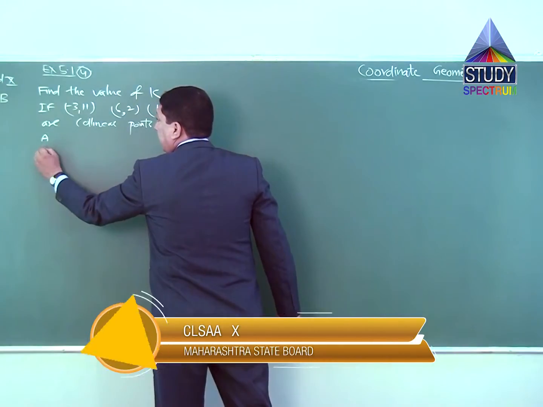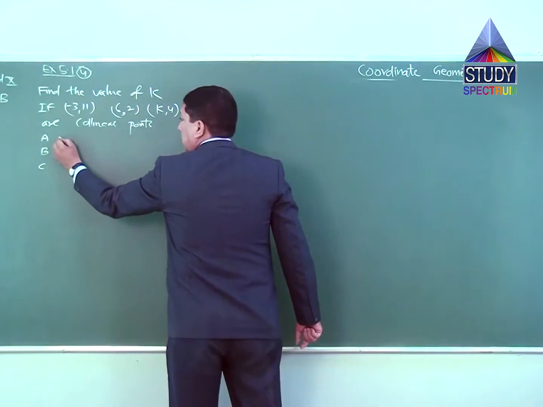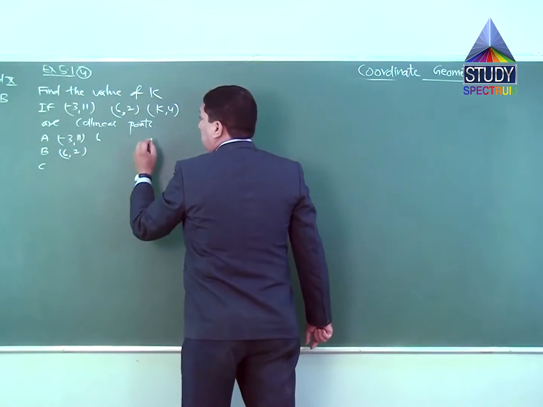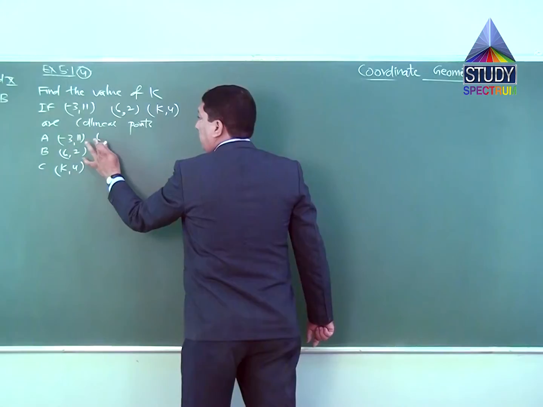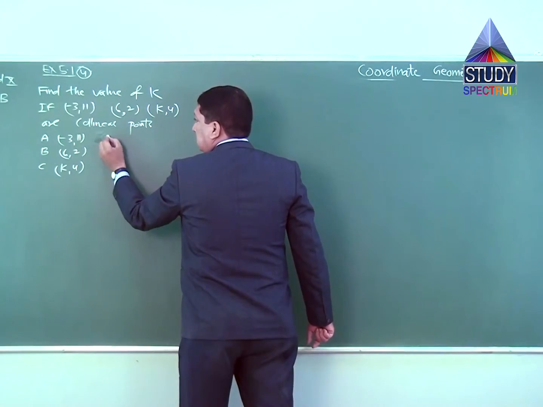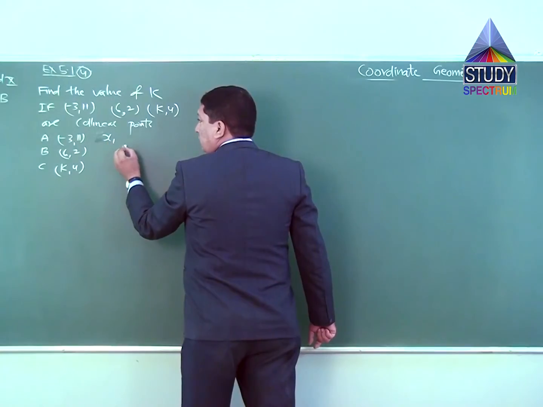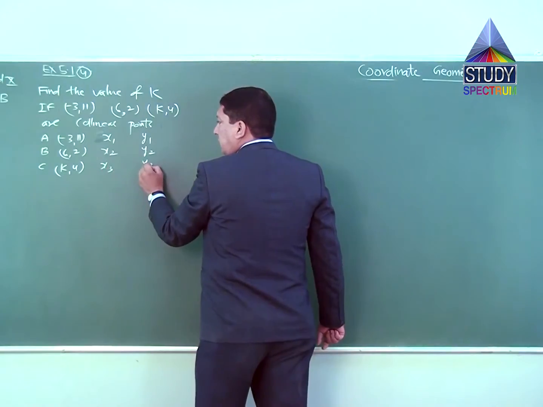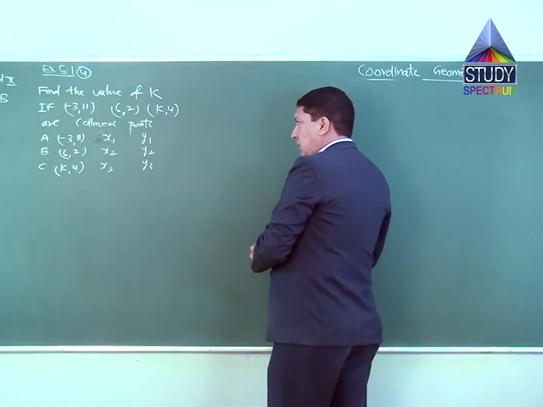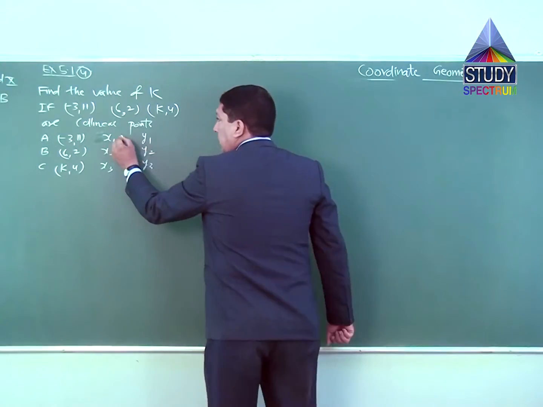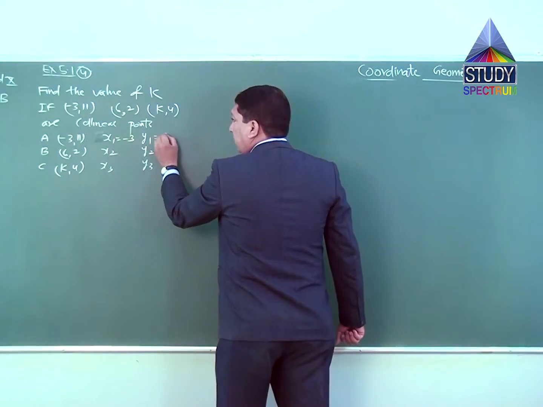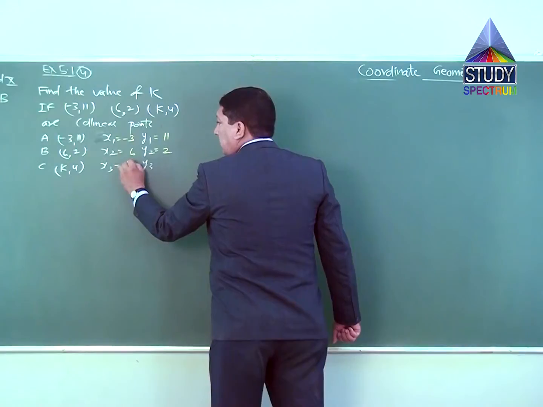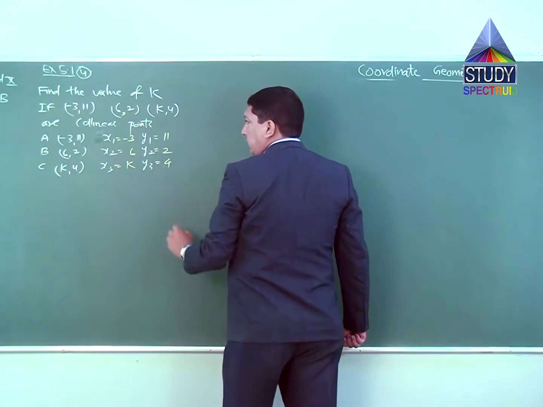So over here, say A, B, C are 3 points: (minus 3, 11), (6, 2), and the third point is (k, 4). So A represents x1, y1, then x2, y2, x3, y3. So we got x1 is minus 3, y1 is 11, x2 is 6, y2 is 2, x3 is k, y3 is 4.